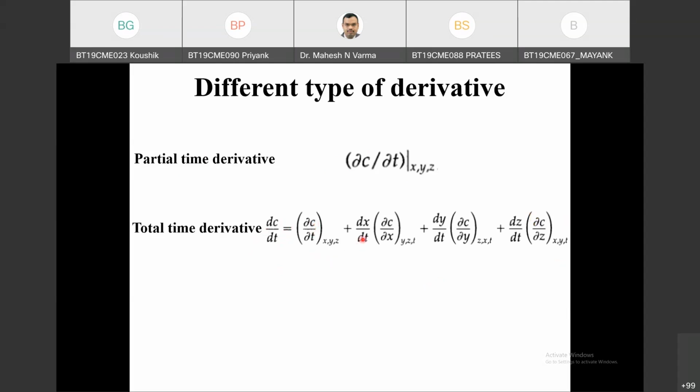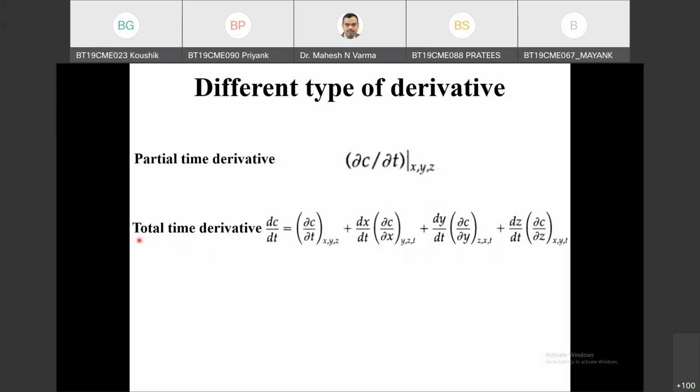to time, plus the velocity of your submarine in the X direction times partial dc by dx, plus the velocity of your submarine in the Y direction times partial dc by dy, plus the velocity of your submarine in the Z direction times partial dc by dz. Again you are measuring the concentration of fish in your control volume with respect to time. So you are moving also, and you are measuring the concentration of fish.